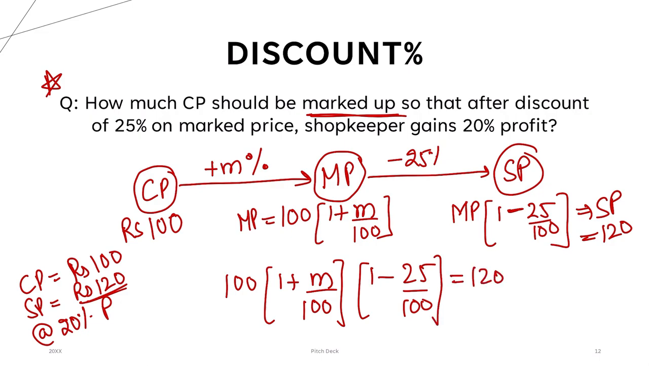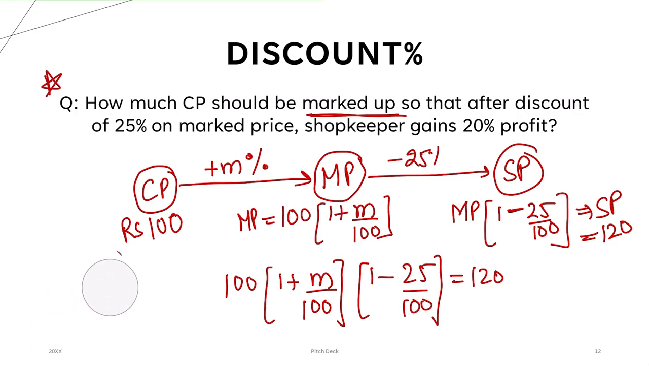Right? Now, if you want to solve this, you can. I will just remove this part. If you want to solve, this is simple. Taking 100 on the other side, this will be 120 divided by 100. This will be 6 by 5. First thing is clear.